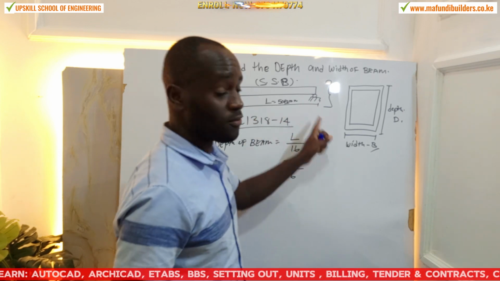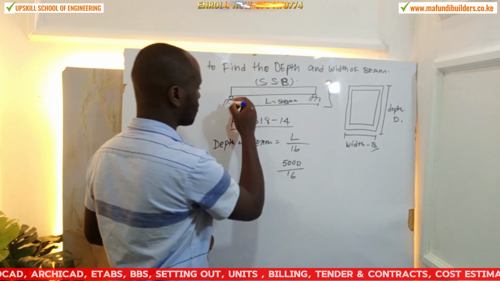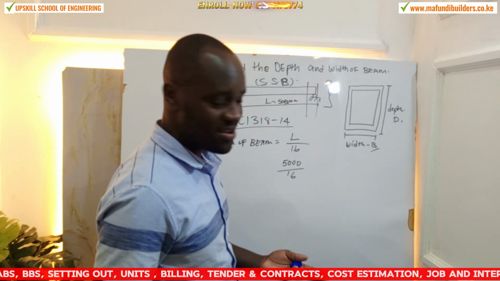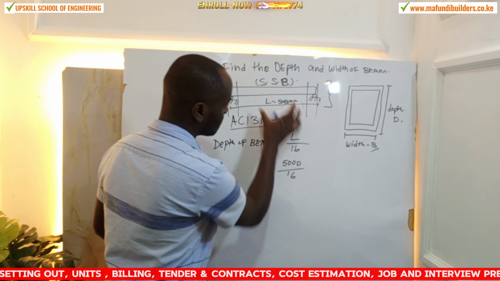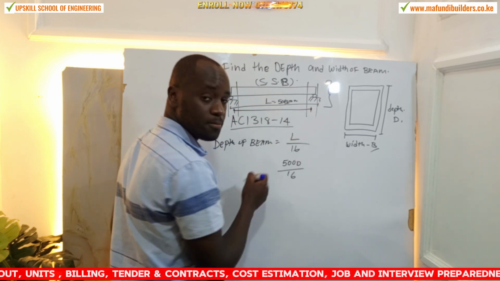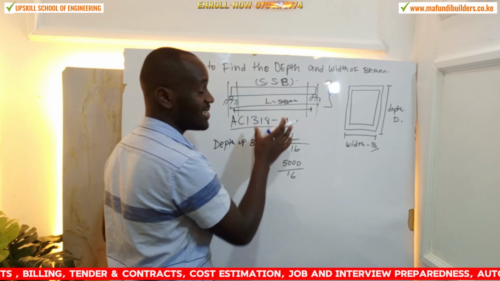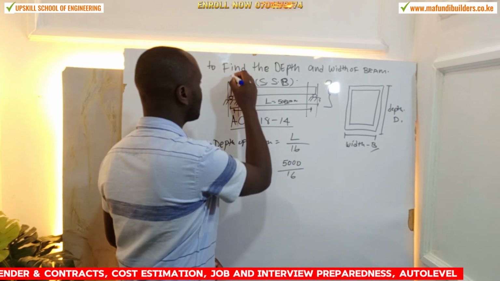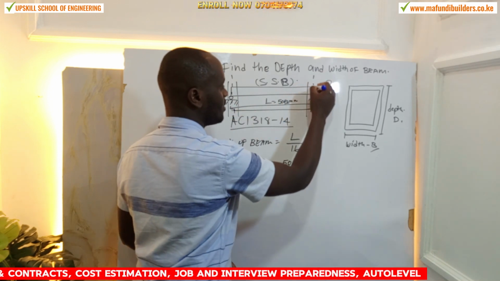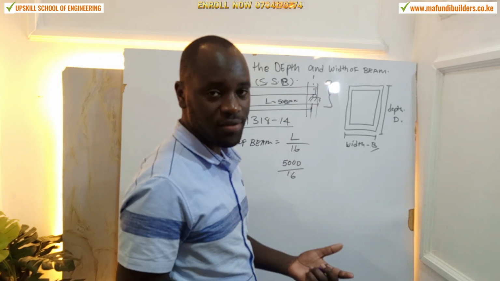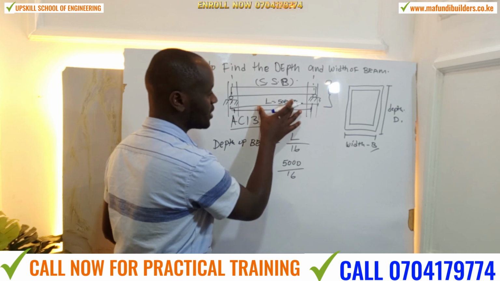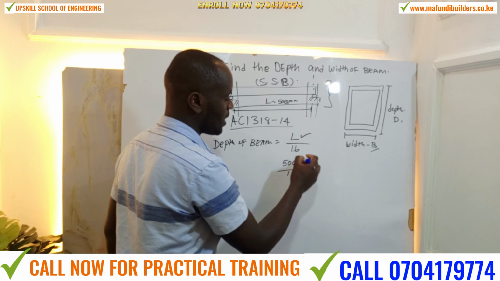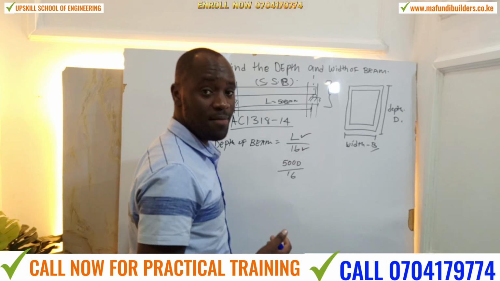You're going to take the span between where you have the support, whether it's a wall or a column, that's the support of a beam. In this case, we're taking the effective span, which, for those who don't know, is taken from the center to center of the supports. In our case, we are taking 5 meters or 5,000 mm. So L, which is the span, divided by 16, which is a constant.